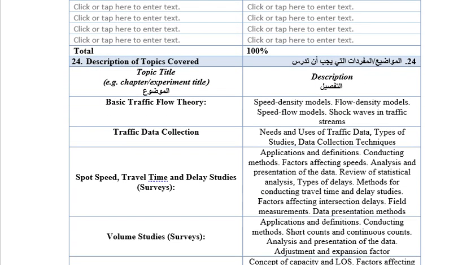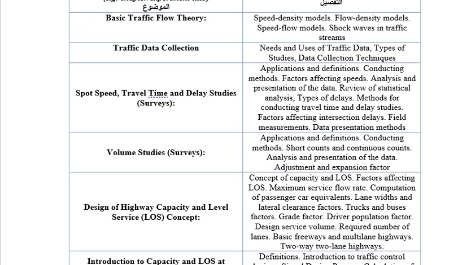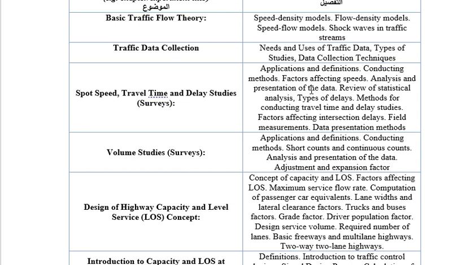Moving on, this is some of the description of the topics. So in basic traffic flow theory, we cover some models, some equations, which are used for calculating different parameters of traffic. In traffic data collection, we will cover the general techniques which we have for traffic data collection. Then we move on to data collection of specific items of traffic, for example, speed, travel time, volume.